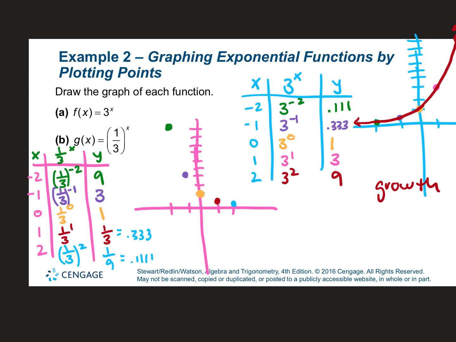Once we have our points, we can connect the dots. So our graph would look like this. Here, this would be an example of exponential decay because it's decreasing.